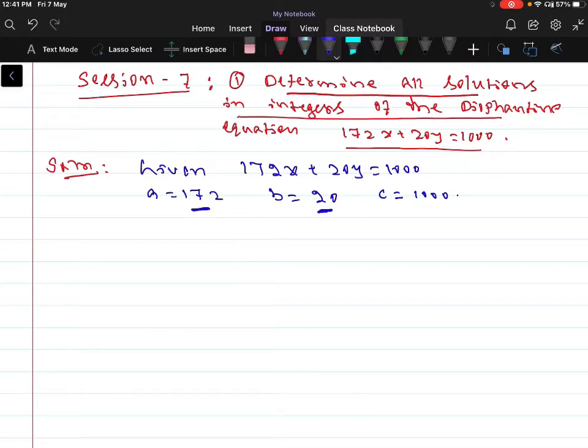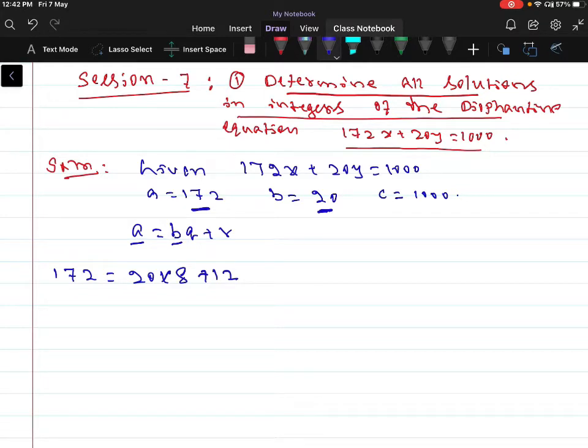To find the GCD of the integers 172 and 20, let us use the division algorithm. That is A is equal to BQ plus R, where Q and R are the quotient and remainder when A is divided by B. So here A is 172. 172 can be written as 20 into 8 plus 12.